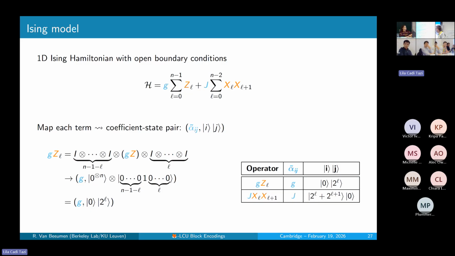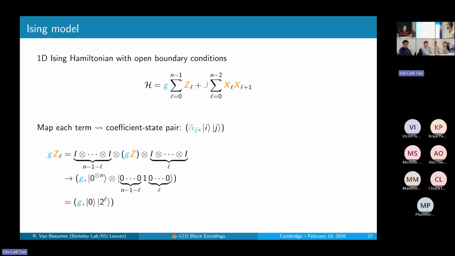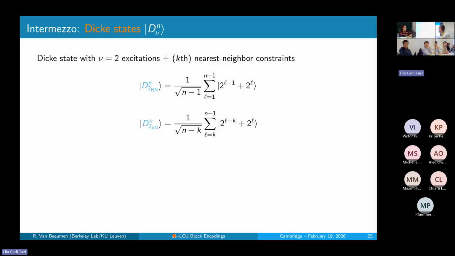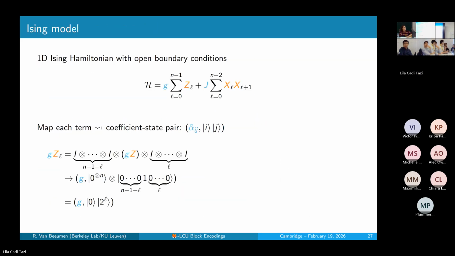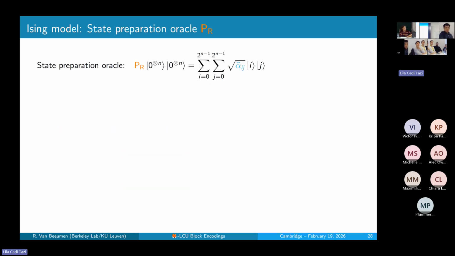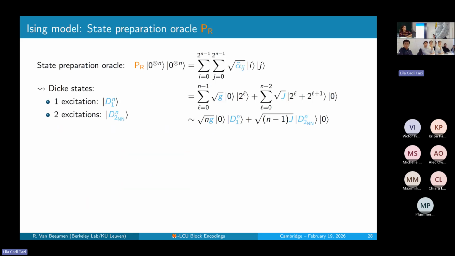So for the X terms, we now get 2^L plus 2^(L+1). If we go back to the Dicke-states, that's exactly what we have here. So after this mapping, we will be able to leverage the Dicke-state preparation, both for one excitation as well as two excitations plus nearest neighbor.